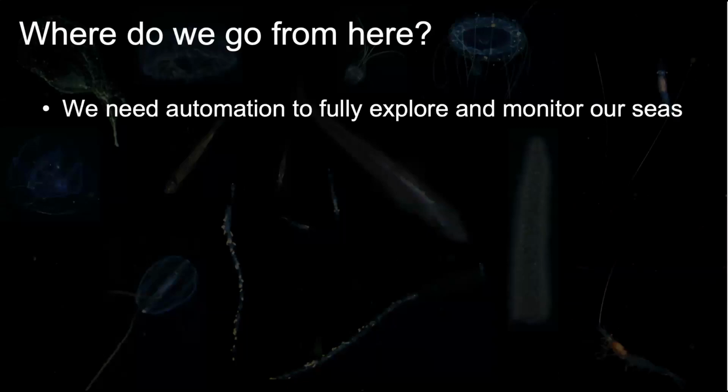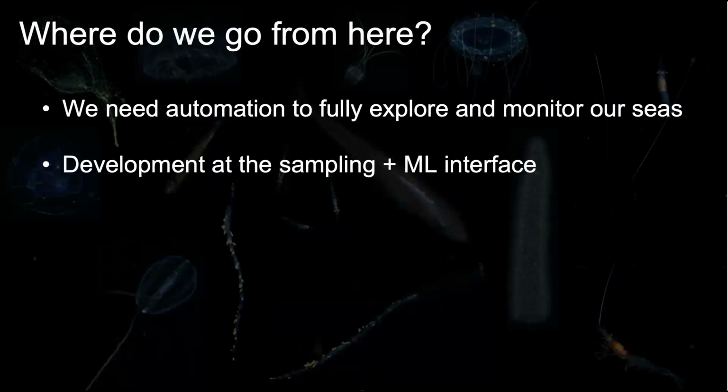In my opinion, we need automation to fully explore and monitor our seas, but while we're getting closer to being able to do that with these imaging systems, there does remain a good amount of work to do. And a lot of that entails development at this sampling and machine learning interface. So it's not just building the cameras or the models, it's putting them together in an interesting and constructive way that builds on the capabilities of both. Doing them in isolation just leads to situations where you're not really maximizing the potential of either of them.